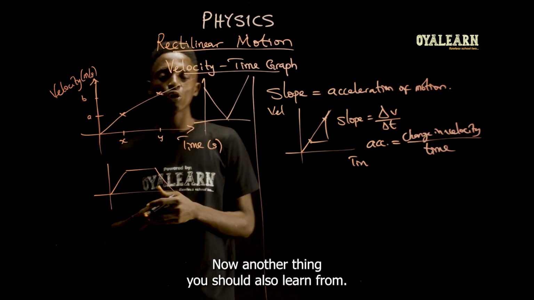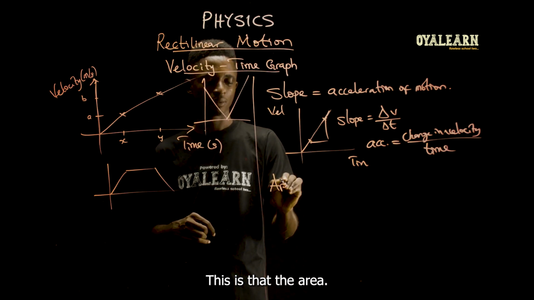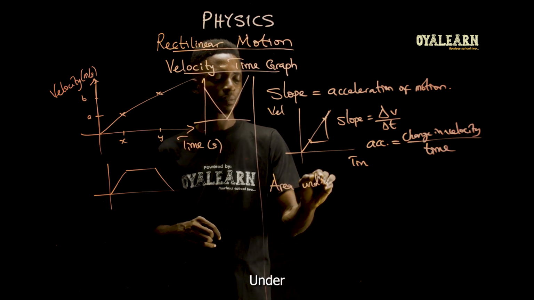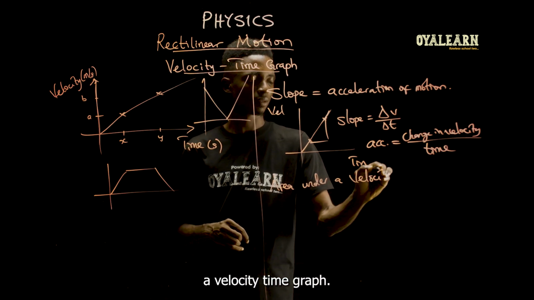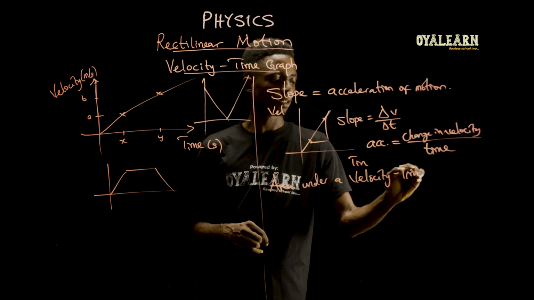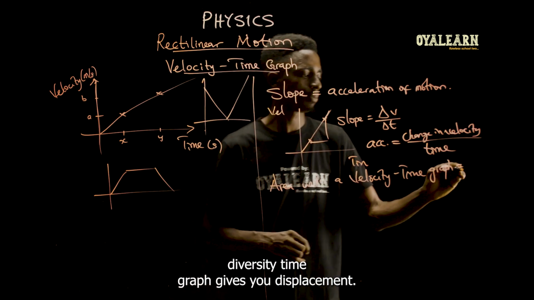So you see why the slope of a velocity time graph gives you your acceleration. Now, another thing you should also learn from this is that the area under a velocity time graph gives you displacement.